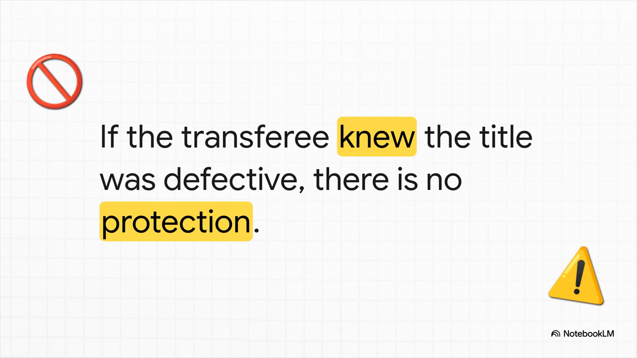If A knew the title was defective, there is no protection. Let me sharply remind the class right now, knowledge of a flaw instantly destroys the bona fide defense. This is a classic trap in exam problem questions, so watch out. If the factual matrix hints that the buyer had noticed, even constructive notice, that the seller's title was shady, Section 51 is immediately thrown out the window. Good faith is the absolute bedrock of this protection.